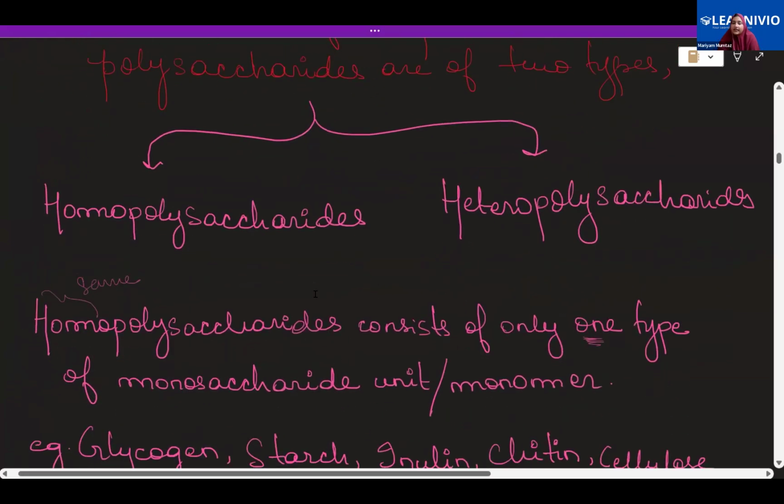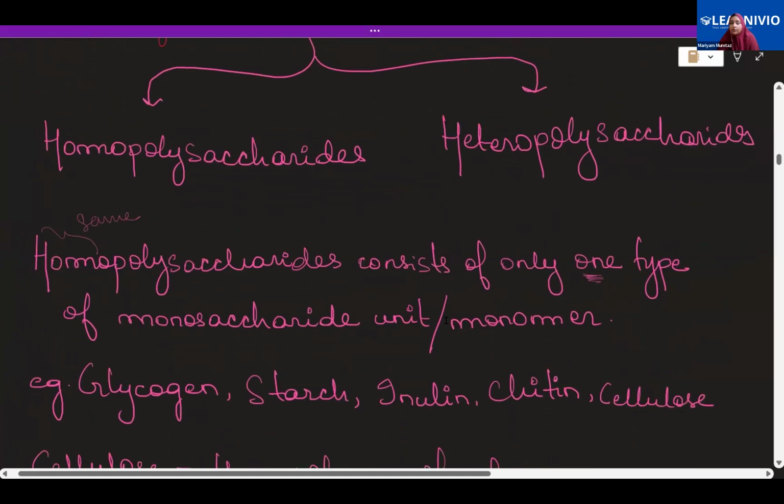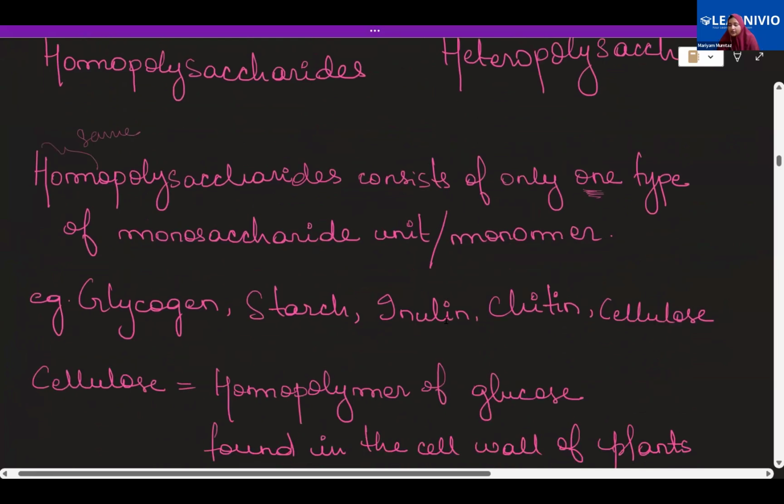Now, homopolysaccharides have only one type of monosaccharide unit or monomer. Examples are glycogen, starch, inulin. Remember, it's not insulin. It's a different thing. Inulin, then there's chitin and cellulose. All of these are various examples of homopolysaccharide.